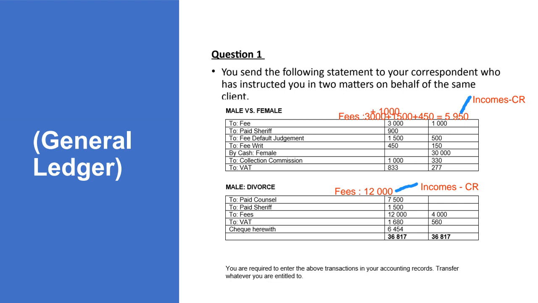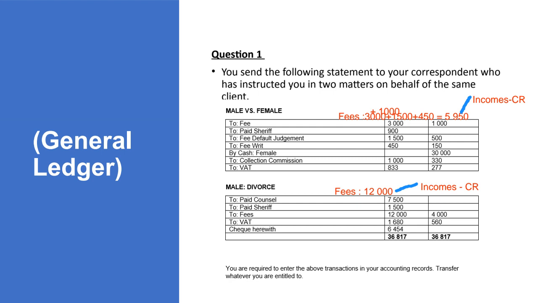I think so. Let me just double check with my calculator. I think on the calculator I did the right thing. Let's see. It's 4,000 plus 1,500 plus 450. Yes, my calculation was correct, but I forgot to show this as a part of the calculation here. You must add that.